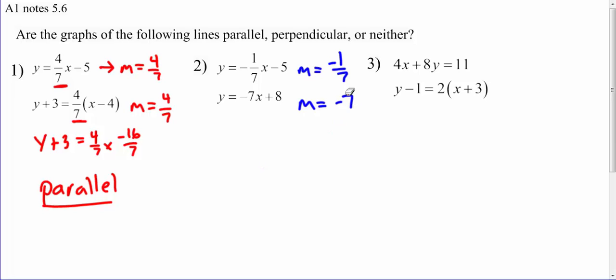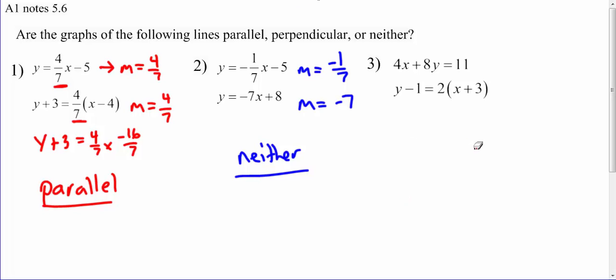Now it's really tempting to say that these are perpendicular lines because the slopes are reciprocals, -1/7 and -7. However, remember with perpendicular lines, their product is -1. That means one has to be positive, one has to be negative. We don't have that here. They're also not parallel because they're reciprocals. So we would say that in this situation, these are neither parallel nor perpendicular. All right, let's go on to the next one.